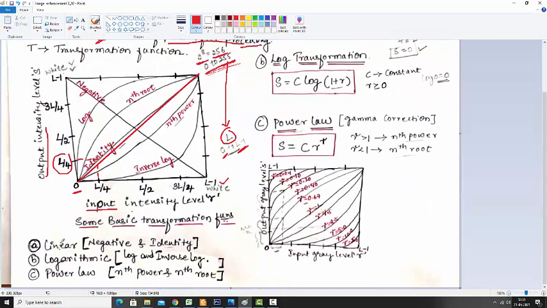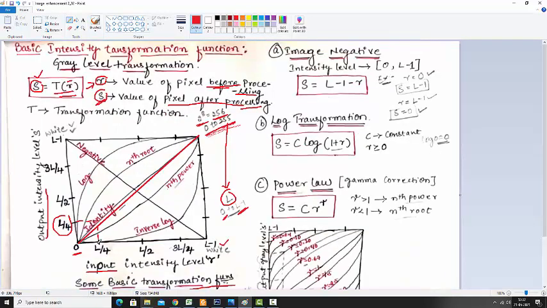Here some of the basic transformations are given. One is identity, one is negative, which I have given in the exam. Since this one is easy, then the logarithmic transform is there, where log is present and inverse log is also present, and at the last the power law is present, that is nth power law or nth root. We will come across all of them one by one. First we have to see only identity and negative, then I will ask whether you can understand the thing or not.